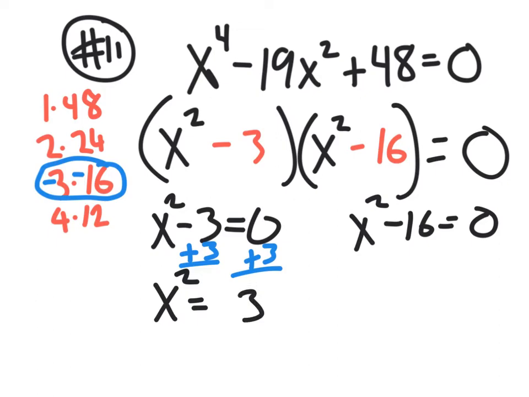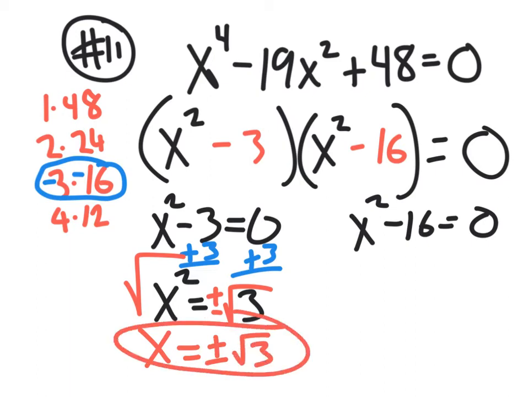Now, how do you get rid of a square? You square root. However, when you apply a square root in an equation, you have to put a plus minus in front of your answer. Again, an old skill that we've done. Square rooting to get rid of squares. So our answer here is actually 2 answers. X equals a positive square root of 3 and a negative square root of 3. That's 2 answers so far. Let's go to the other one.